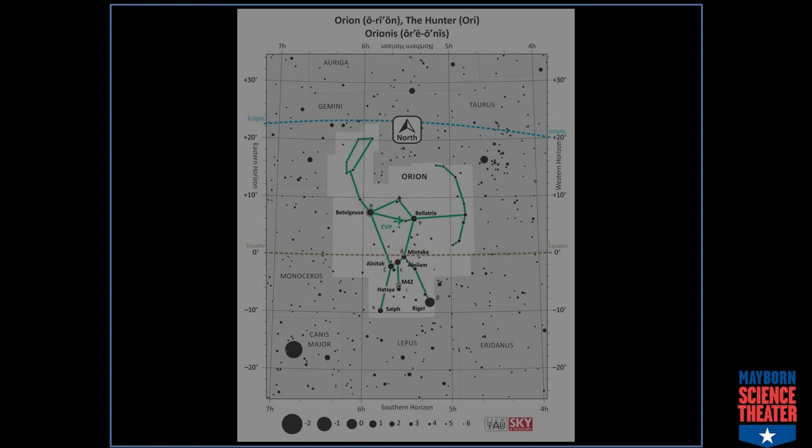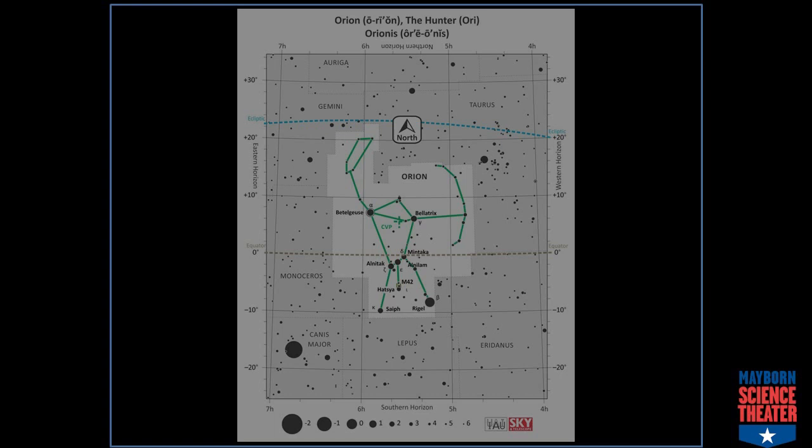Just like we had earlier, back up in Taurus, right here, and over here would be the Pleiades, or the Seven Sisters, if you will. That would be the Seven Sisters, or the Pleiades, an asterism. There is no constellation called that. And so that's what we have right here.